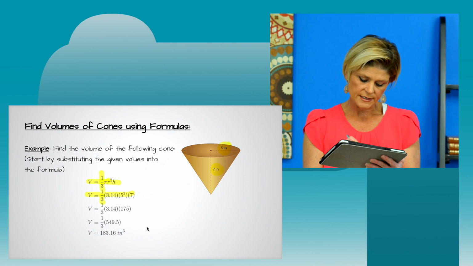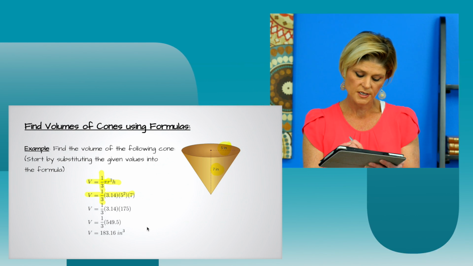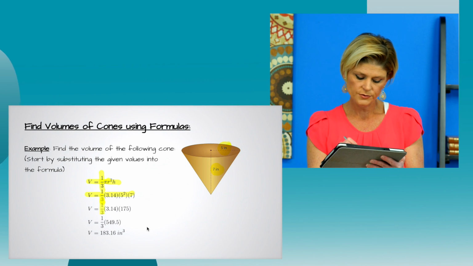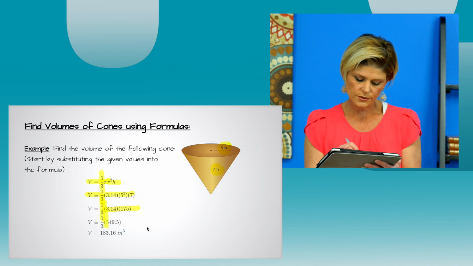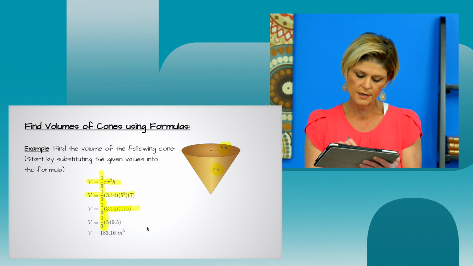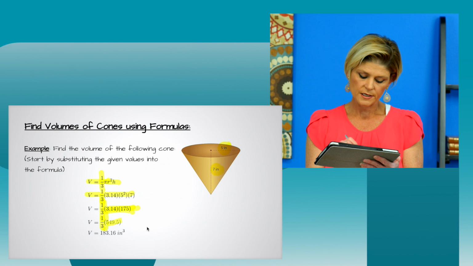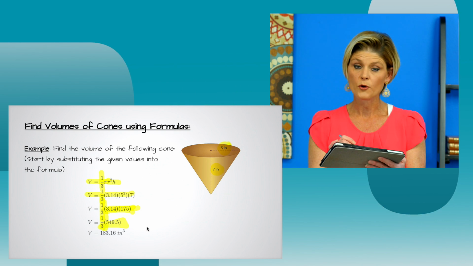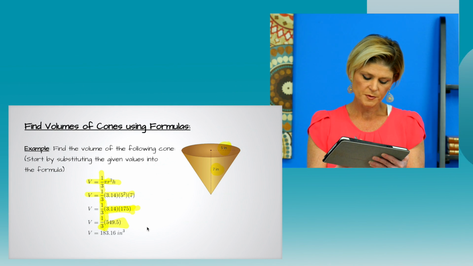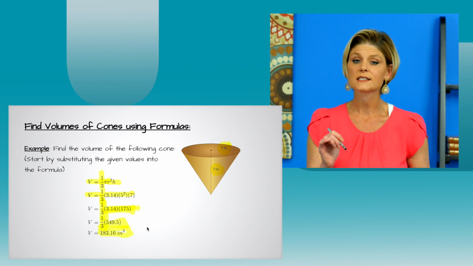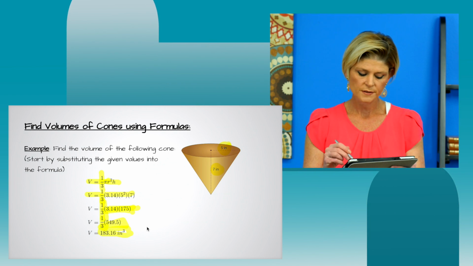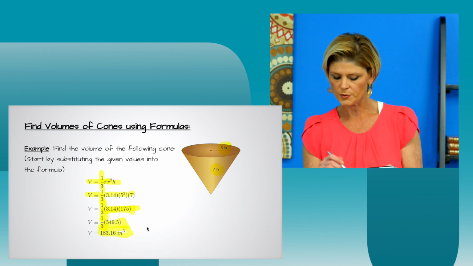Okay, and that gives us 5 squared times 7 is 175. So now we go down here to 3.14 times 175. We get 1/3 times 549.5. And when we multiply that, we get 183.16 inches cubed. See, it's not so bad once you just remember those formulas.